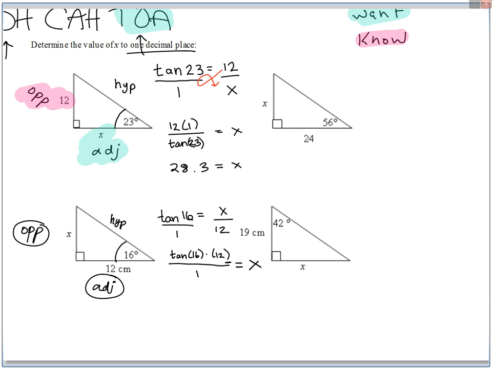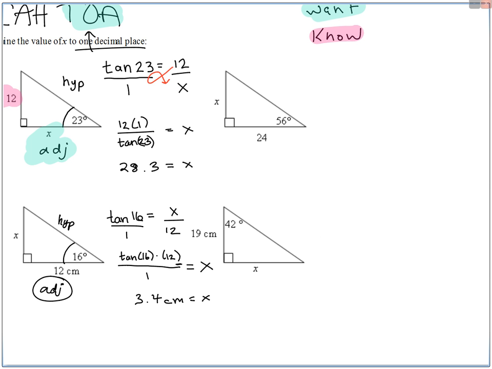Equals x. So what's tangent 16 times 12? 3.4 centimeters. Is anybody getting something completely different when they type it in? If you are, it's probably because you're in the wrong mode. You have to be in degree mode. All right, let's do the ones on the side now.